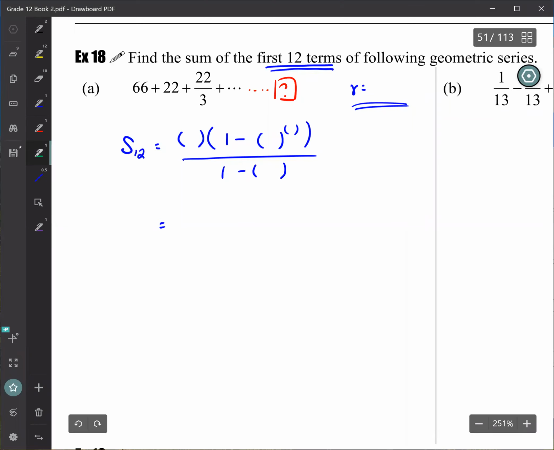Okay, let's fill in the blanks. First term is 66. Okay, what's the ratio here? Tiana, what's the ratio? 1/3. Yep, very good. 1/3. And then the number of terms is 12, so we put 12 there, 1/3. If you want to type the whole thing into the calculator, remember to put a bracket around the bottom part, so it divides the whole thing in the denominator.